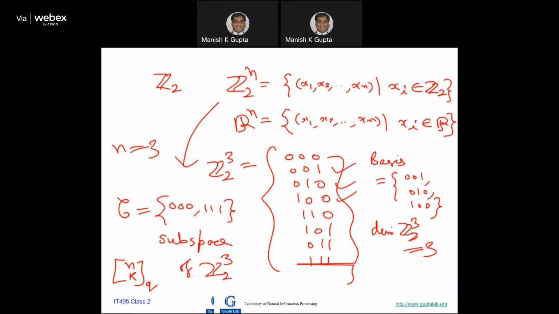this code has a basis 111, right? 111 will generate all the vectors: lambda times 111, when lambda is 0 or 1, will give you 000 or 111, right? So this is a one-dimensional subspace. A linear code we denote by (n, k, d). n is the length, k is the dimension of the space, and d is the minimum Hamming distance, right? That is the code.